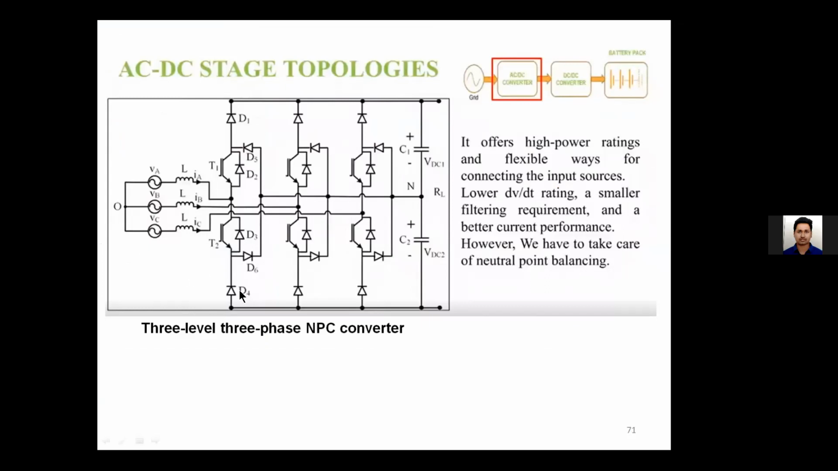This is a typical three-level three-phase NPC converter, and this is generally used for high power ratings. We have some advantages. Basically, this particular concept we call multi-level inverters. It has some advantages compared with normal inverters. From the basic point of view, multi-level inverters are suitable for high power and high voltage applications. We have some advantages in terms of lower dV by dt stress. The stress across the switch is reduced, and we will have better performance.